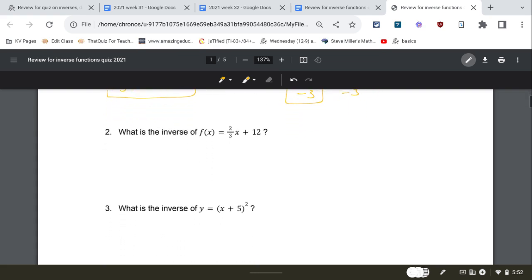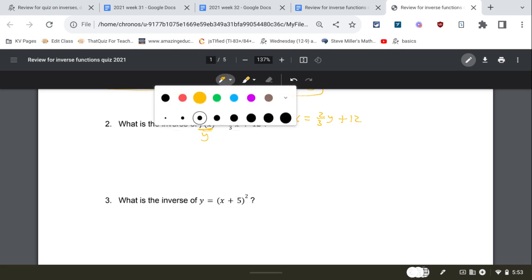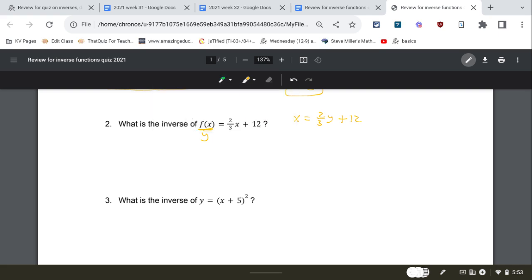All right. What is the inverse of f of x equals 2/3 x plus 12? Okay, so remember that f of x here, this is really just a y. So you can go ahead and swap your variables now. It would be x equals 2/3 y plus 12. And then we got to put all of our focus on solving for y. All right, move that 12 over. X minus 12 is 2/3 y.